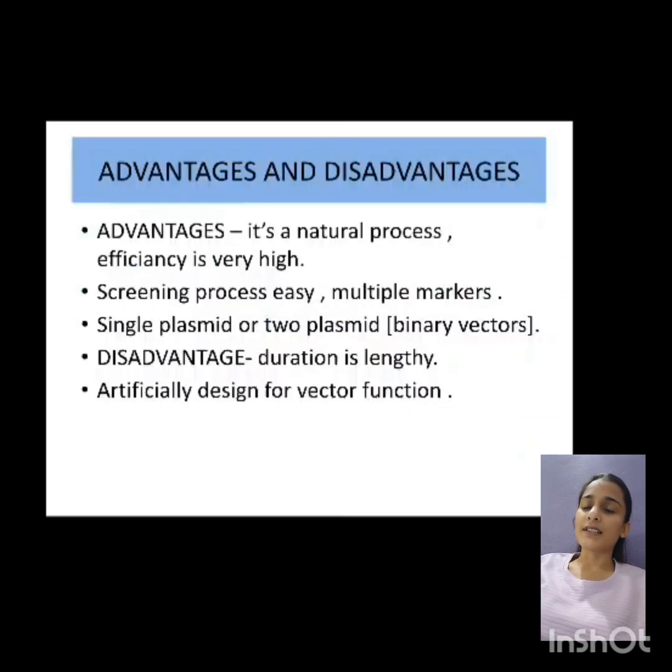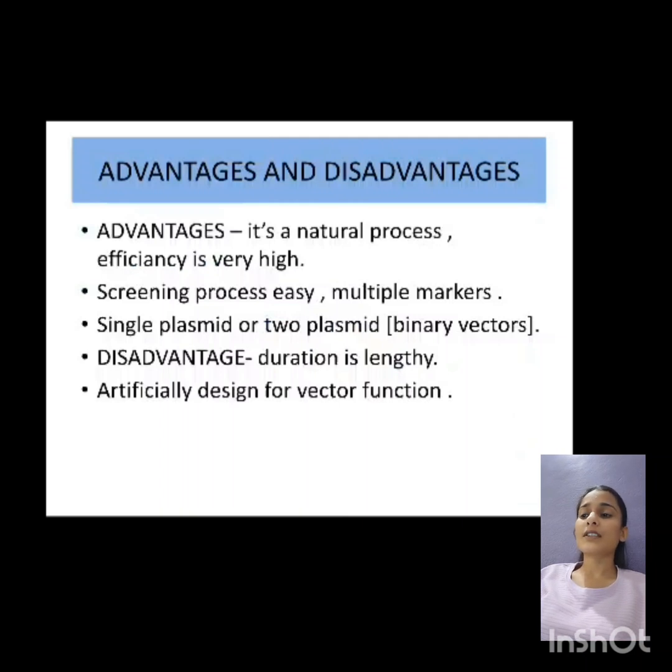Next are the advantages and disadvantages. The advantage of the Agrobacterium plasmid, that is the TI plasmid, is that it's a naturally occurring plasmid. As we know till now, it's a naturally occurring plasmid, and that's why its efficiency is very high as compared to the artificial one. Screening is easy because we can insert selectable markers for the selection process, and there are many markers we can use. So that's why the screening process is very easy in TI plasmids.